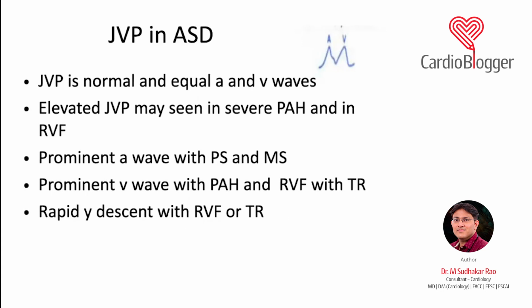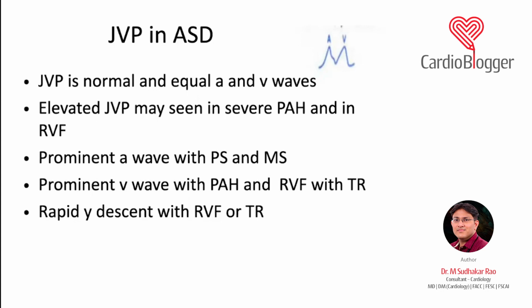What happens in JVP in ASD? Typically JVP is normal in ASD unless the patient with ASD develops pulmonary artery hypertension. So it is normal, but A equal to V in a normal case of ASD. When the patient develops pulmonary artery hypertension, you get a prominent A wave. When a patient develops PAH and then TR in ASD, you get prominent V waves and Y descent. In a patient with ASD who undergoes Eisenmenger, the JVP may be normal, but sometimes you may get a prominent Y descent.